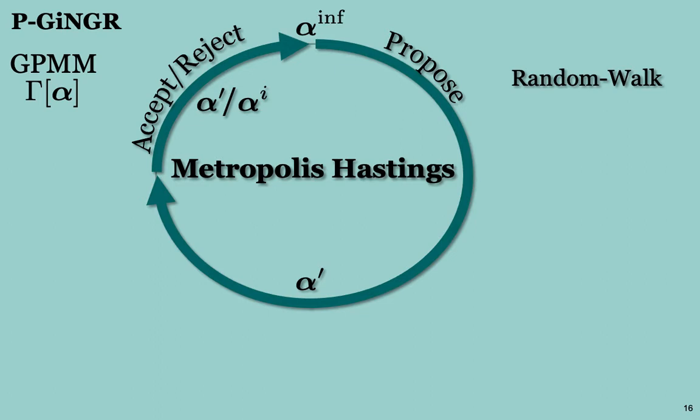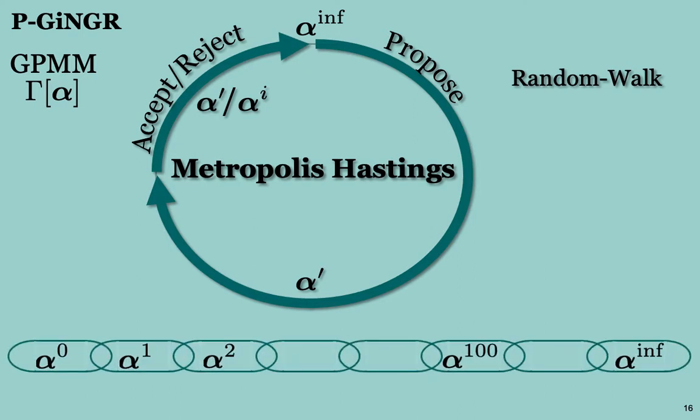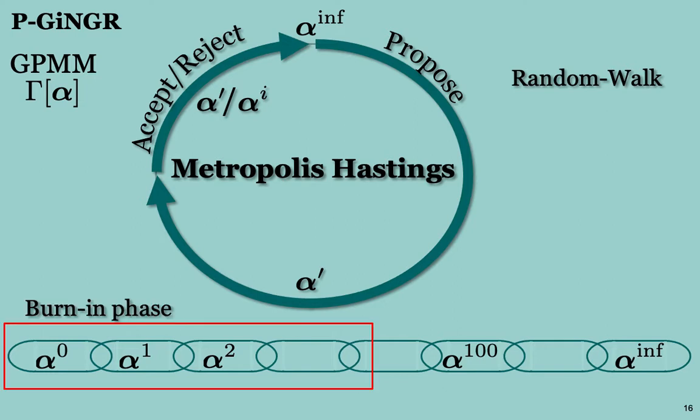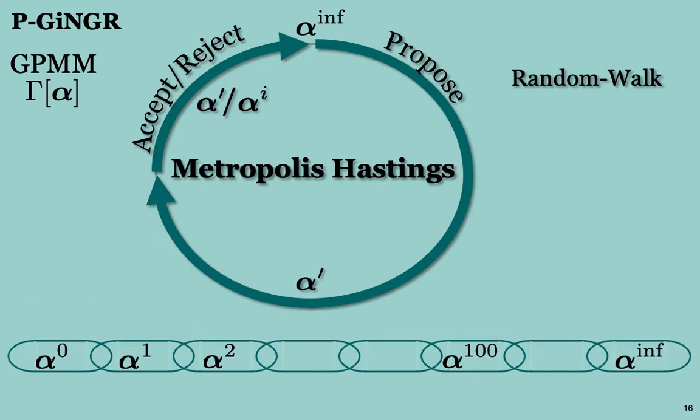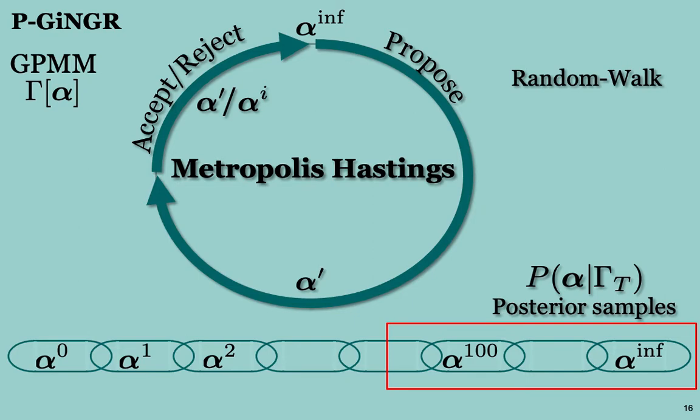If we now lay out all these samples, this is what is known as the Markov chain. From the Markov chain, we can discard the first samples, as this is where the algorithm is initializing, also known as the burn-in phase. The samples after the burn-in phase are the samples from our posterior distribution, which we are interested in. As hinted here by alpha infinity, it can take a very, very long time to estimate the distribution using a simple random walk proposal. So what we do differently with P-Ginger is to use a specially designed correspondence proposal.